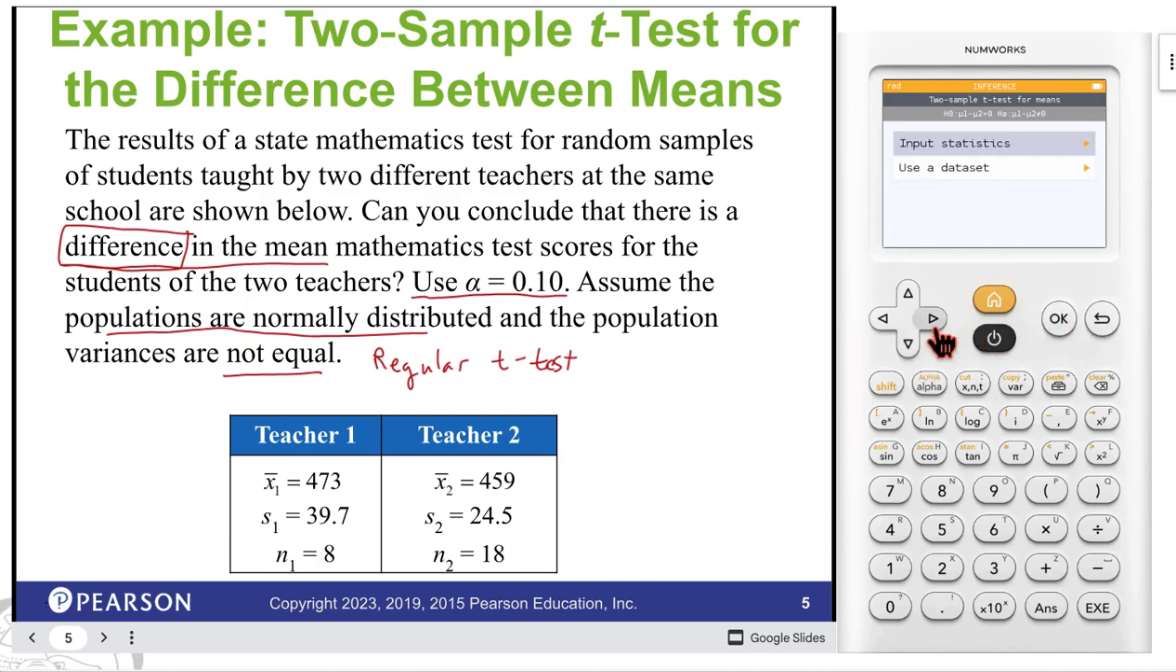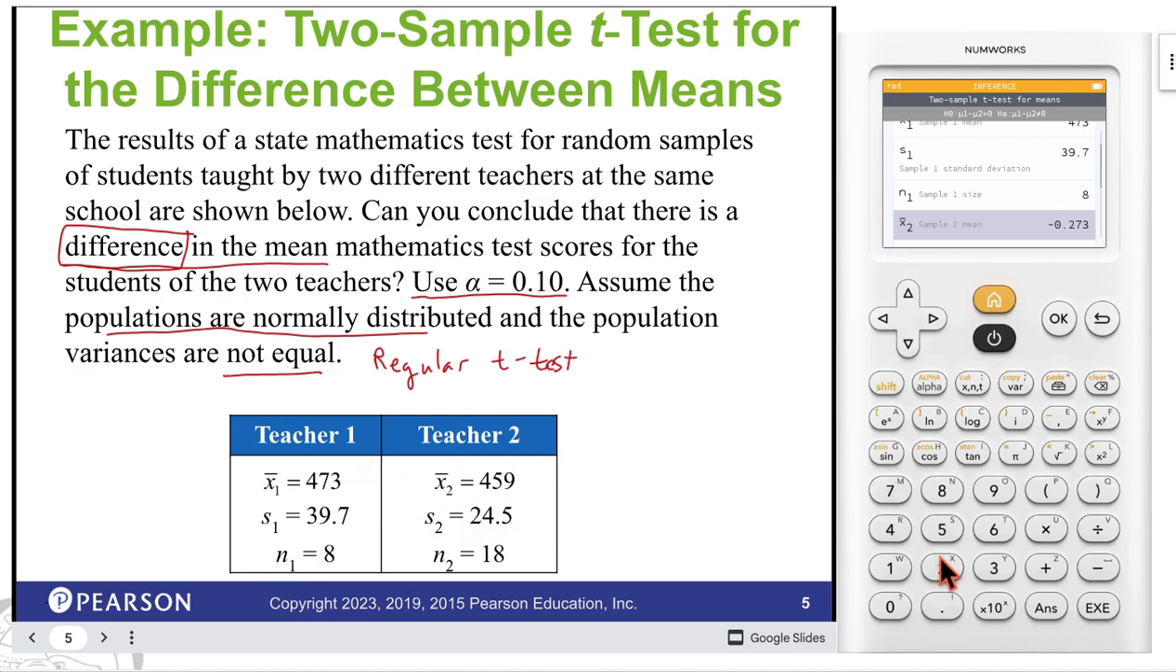Okay. So we're going to input our statistics rather than put in a data set. We've got the mean of sample 1 is 473. So we enter that. The standard deviation of sample 1 is 39.7. Enter that. And then the sample size was 8. Now the sample sizes are both below 30, but since the populations are normally distributed, we are okay to do what we're doing.